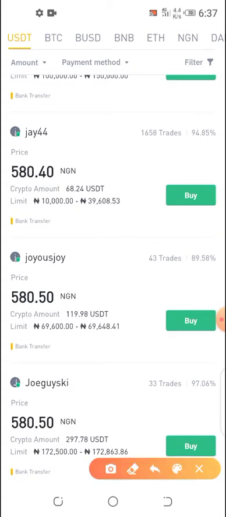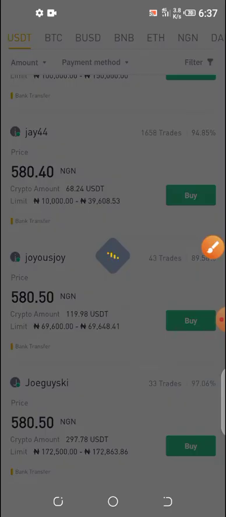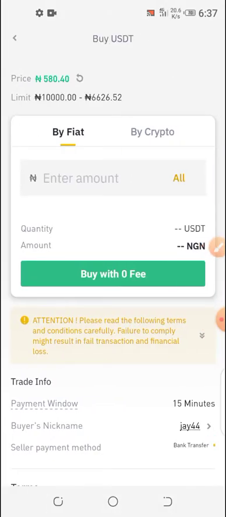For example, this one says its limit is from 10,000 to 39,608.53. So if that falls within the amount you want to buy, all you need to do is to click on the buy button, and Binance will take you to the payment page of the person.